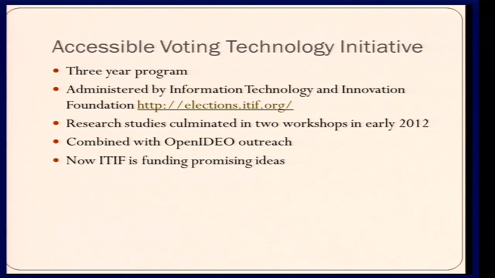It was a 3-year program. It's being administered now by the Information Technology and Innovation Foundation, and I've got their website up there. It's elections.itif.org, and they started with a series of research studies to find out, so what are the barriers for people with disabilities? Why would they not be able to vote?